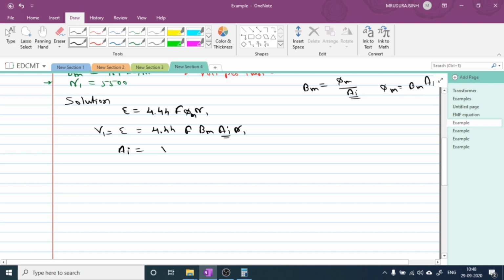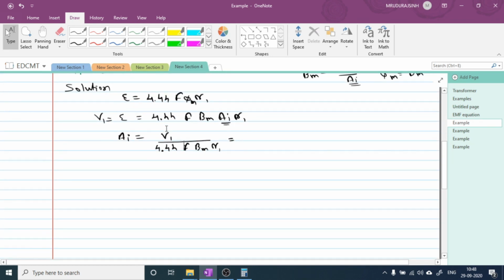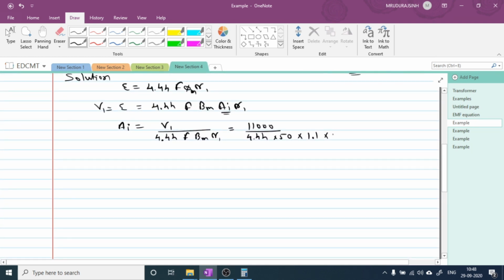Ai is equal to V1 divided by 4.44 F Bm N1. V1 is the primary voltage, given as 11,000 volts, divided by 4.44. Frequency is 50 Hertz, Bm maximum flux density is 1.1 Weber per meter square, and N1, the primary number of turns, is 5500.